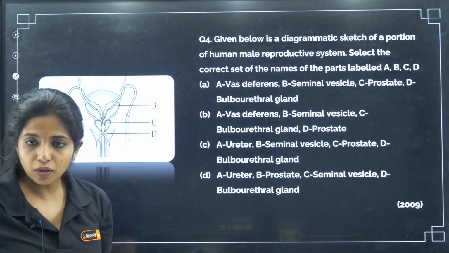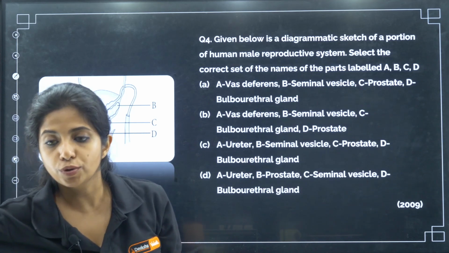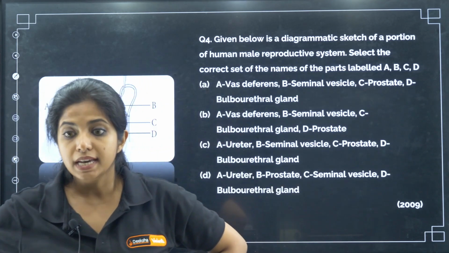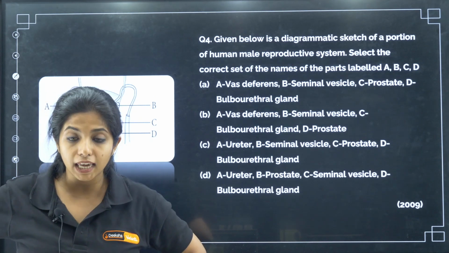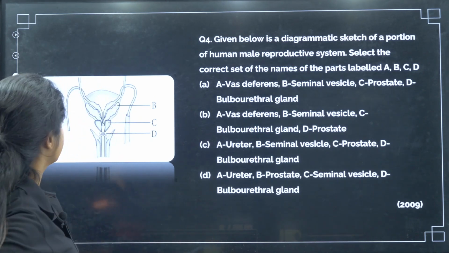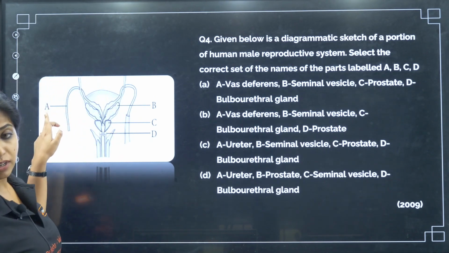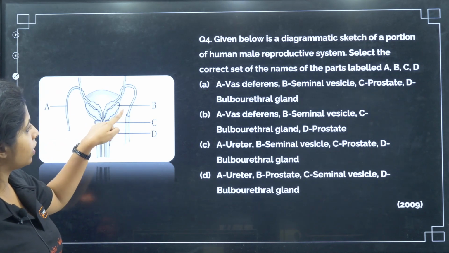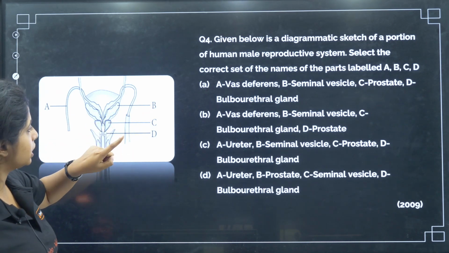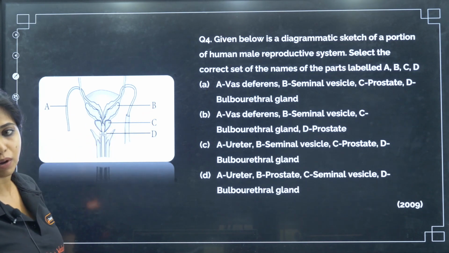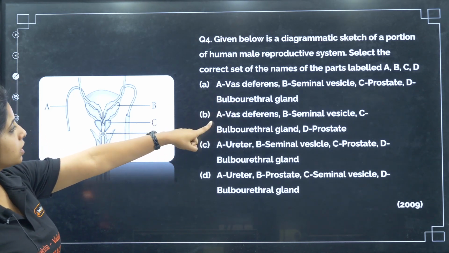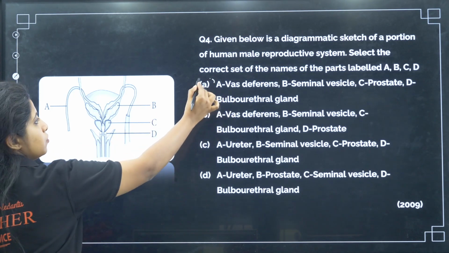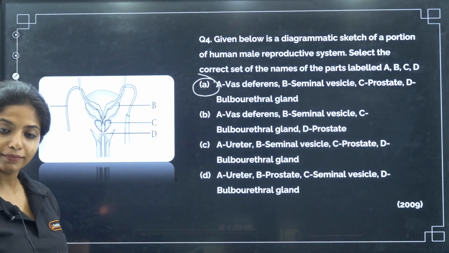Next, given below is a diagrammatic sketch of a portion of human male reproductive system. Select the correct set of names of the parts labeled as A, B, C and D. So I just told you this is vas deferens. A would be what? Vas deferens. Over here you have seminal vesicle, and then you have prostate gland, and then the small thing that you see is bulbourethral gland. So A is vas deferens, B is seminal vesicle, C is prostate, and D is bulbourethral gland. Cool?